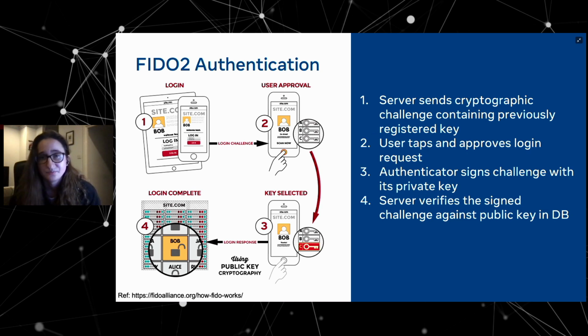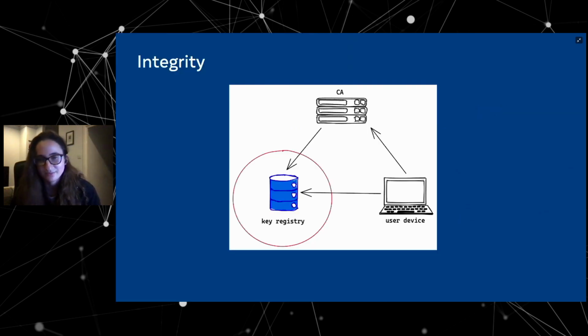Now, what you may have noticed in this and the previous SKS flow is that the public portion of keys that get generated ultimately get stored in a database. But how can we trust that the data in that database is legit? That I myself have not tampered with it? And this leads us to integrity.